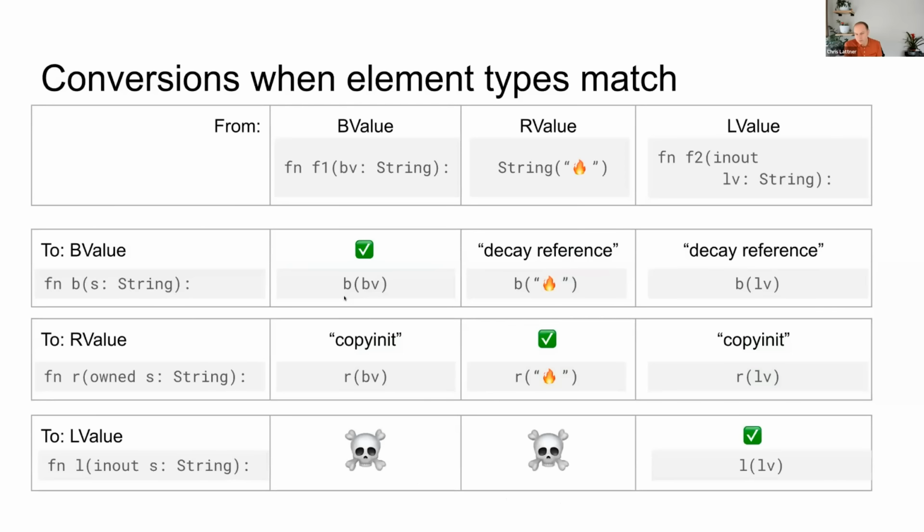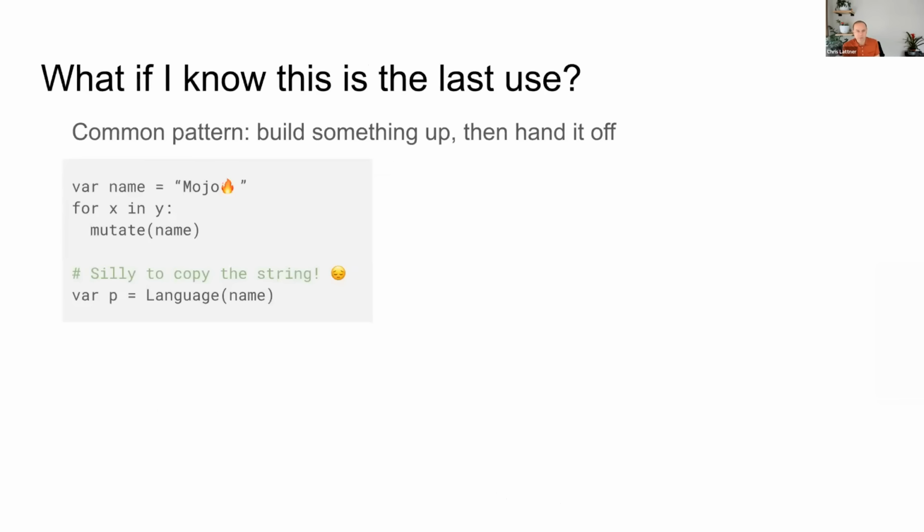Let's go back to this thing, right? Isn't it kind of annoying that you have to copy? We don't like copies generally for performance. Also, it means that they don't work with memory-only types. So how do we wrangle this in the language? Well, a very common pattern is that you build something up and you pass it off. Here's a silly example of this, but I have a string name. So this is an L value. Any reference to name ends up being an L value. I'm going to do some stuff to build up name or change it, and then I'm going to pass it to this initializer.